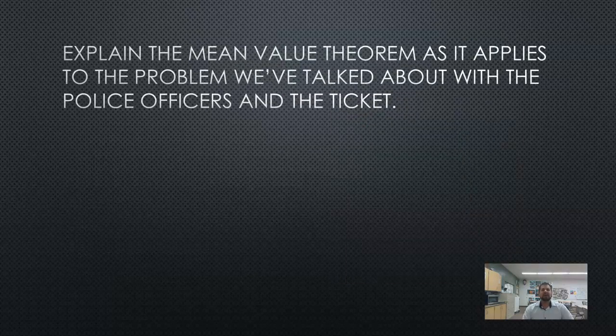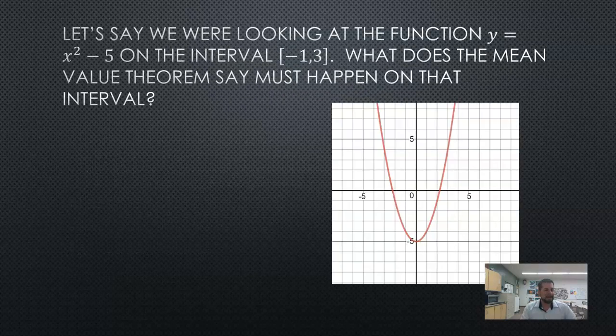Okay, so here's what's happening. I've got this function y equals x squared minus 5, and I'm interested in how the mean value theorem applies on the interval from -1 to +3. Well, if I were to look at this function at x equals -1, I can see the point (-1, -4) is on the graph, excuse me. And then the point (3, 4) is also on the graph.